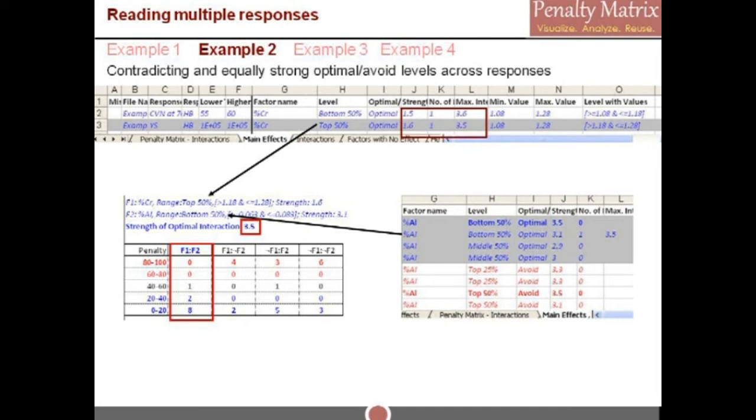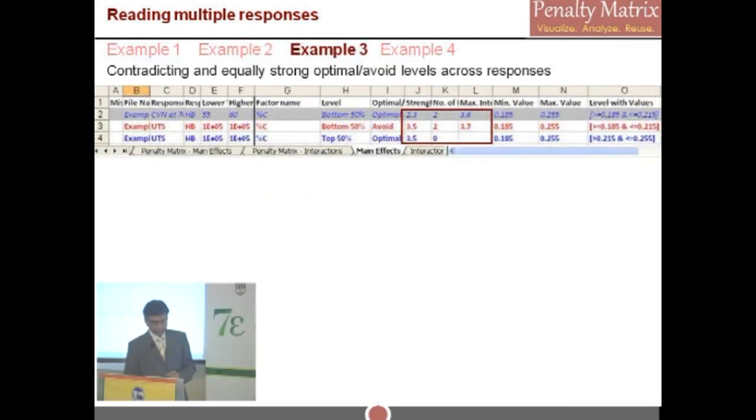We already made a decision on chromium, though aluminum is not here. We have to make decisions on carbon, manganese, and other factors as well. What we do now is contradict equally strong levels, and we look at carbon. The problem with carbon is that the top 50 is good for UTS, but the bottom 50 is good for toughness. So what do we do? We had aluminum and chromium, which supported UTS.